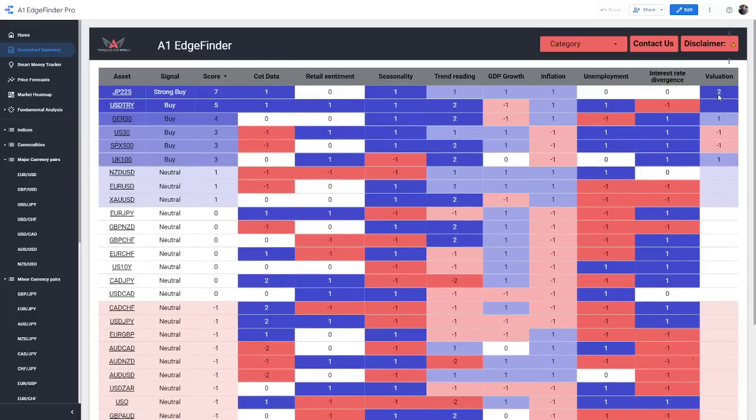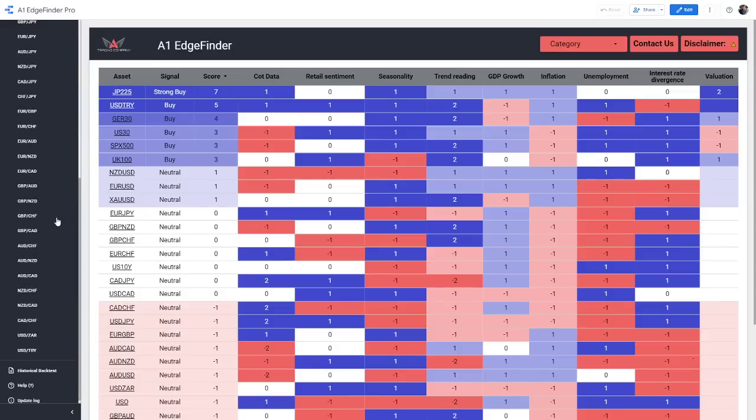JP225. We just added a valuation thing. This is really quite cool. It basically takes into account price to earnings and forward price to earnings and gives a slight valuation adjustment. So you can see that things like UK 100 are getting a higher valuation level than SPX and US 30. But despite that, we're seeing some nice momentum.